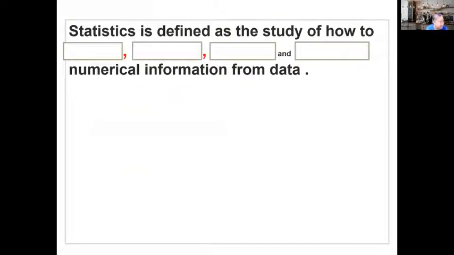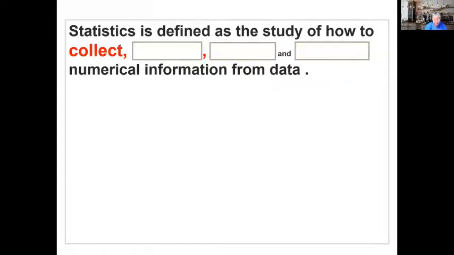Statistics is defined as the study of how to... there are 4 big components for statistics here. You will survey and observe, you will organize, and then you will analyze the data, and then you technically get the numerical information and conclusion at the end, right?